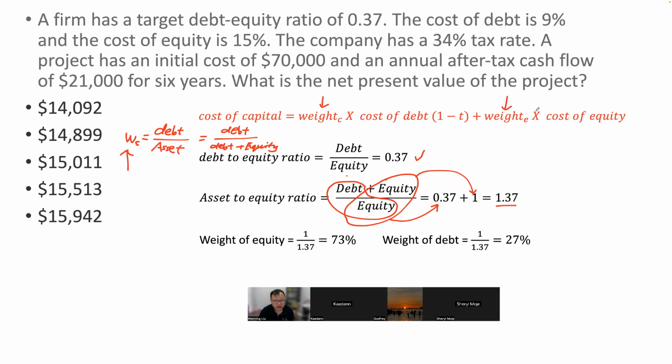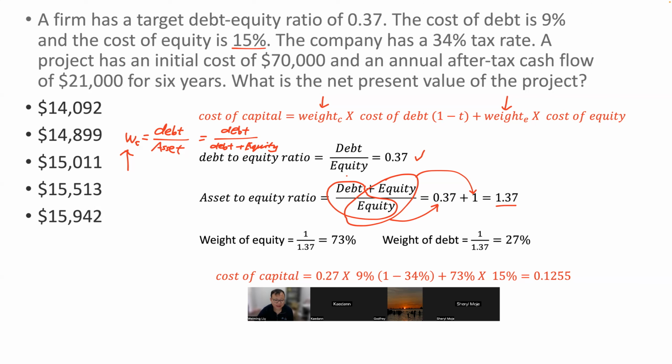So when we do the cost of capital, the calculation is pretty easy, right? For debt, the weight is 27%, times the pre-tax cost of debt, 9%, times the tax shield, 1 minus the tax rate of 34%, plus the weight of equity, 73%, times the cost of equity, 15%. So I get my cost of capital is 12.55%.